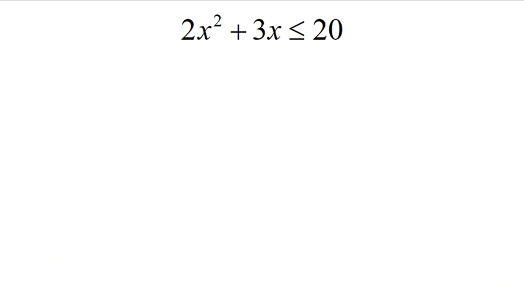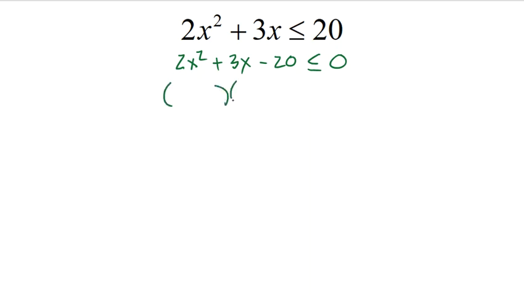All right, let's jump and do another example here. Brand new example. How do we tackle it? Step 1, I need a 0 on one side. So 2x squared plus 3x minus 20 less than or equal to 0. Step 2, we have to find the solutions if this was an equation.